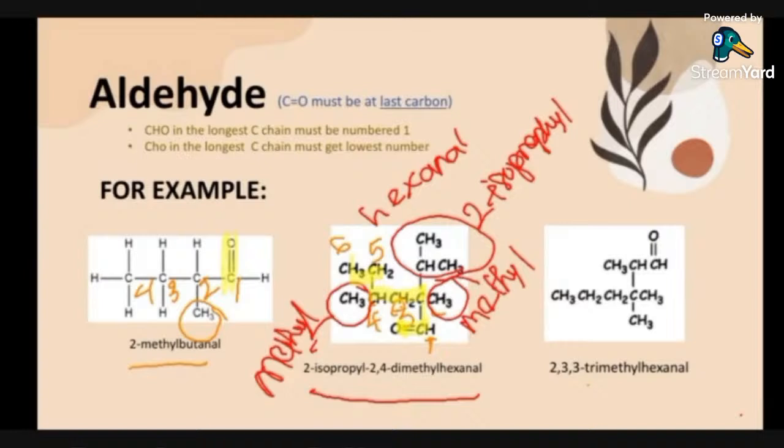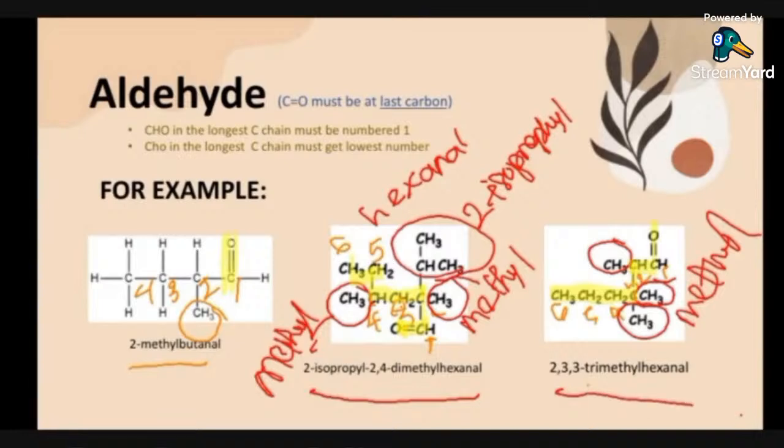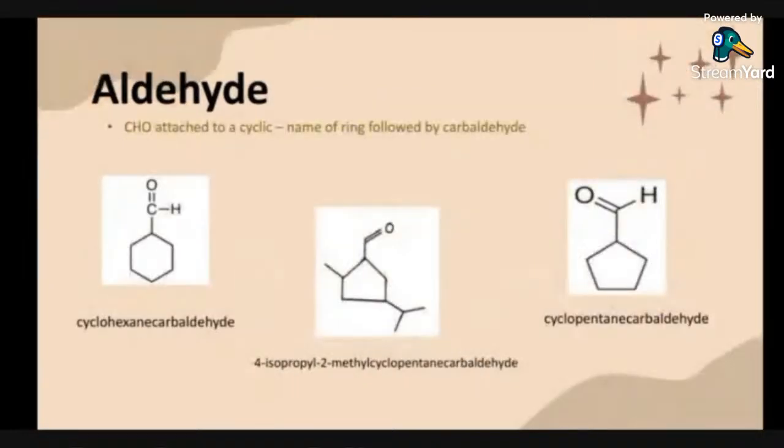So we move to 2,3-trimethylhexanal. First we need to find the longest chain. We need to start with C double bond O. So we find it, and this is the longest chain. And C double bond O must be number 1, 2, 3, 4, 5, 6. And this is hexanal, 6 carbon hexanal, and this is methyl, and methyl. It is at carbon number 2 and 3, and the name is 2,3-trimethylhexanal.